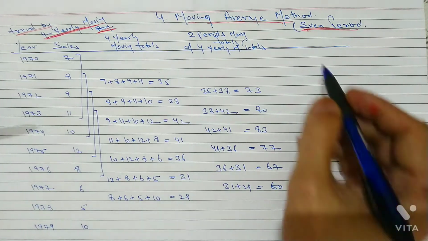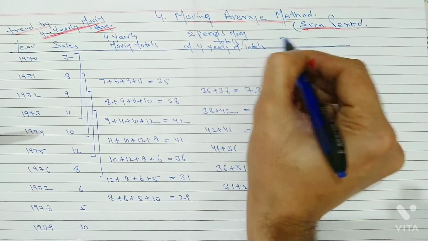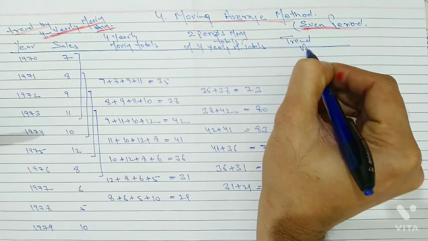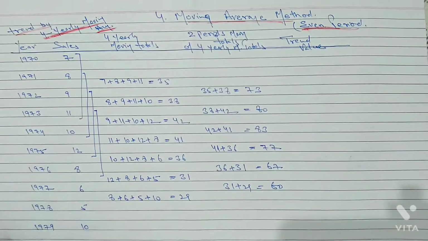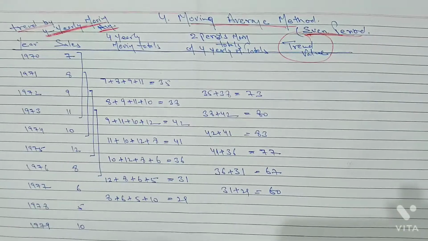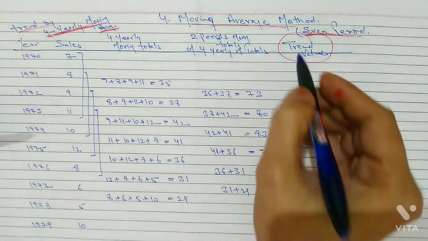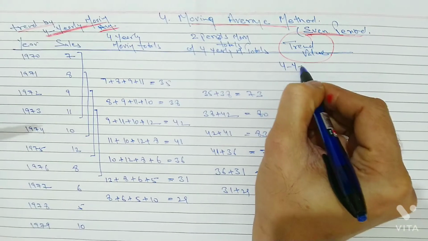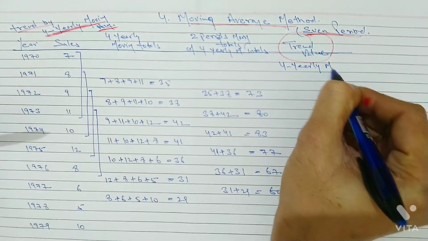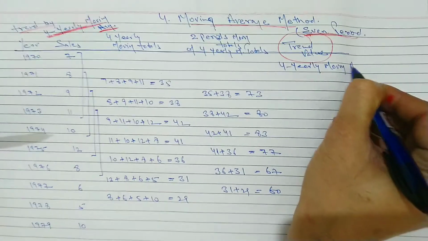Now next step is trend value. Trend value is 4 yearly moving average.